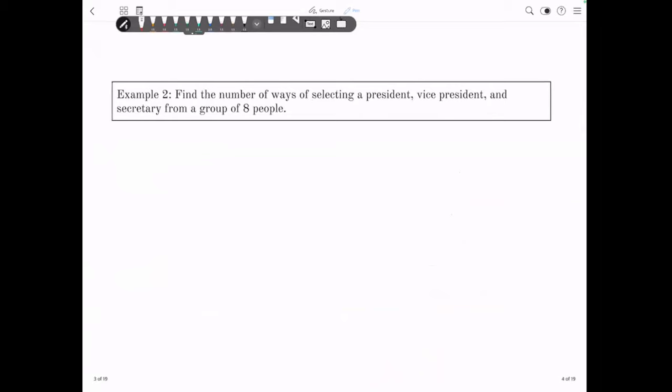So just like the first example, this is a very similar problem. Find the number of ways of selecting a vice president, president, and secretary from a group of eight people. Let's let the people be 1, 2, 3, 4, 5, 6, 7, and 8. So these are the eight people that we have. And just like the last example, the president can be any one of these people. So there are eight choices for who can be the president of the club.